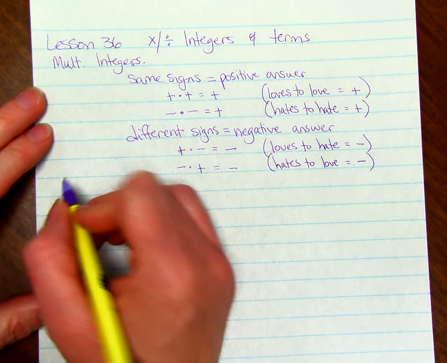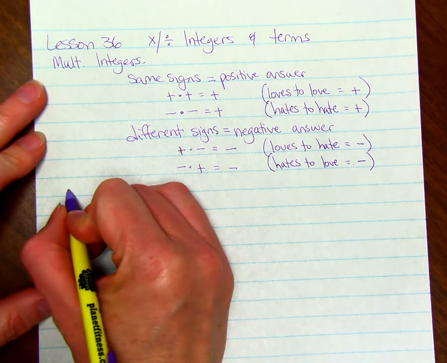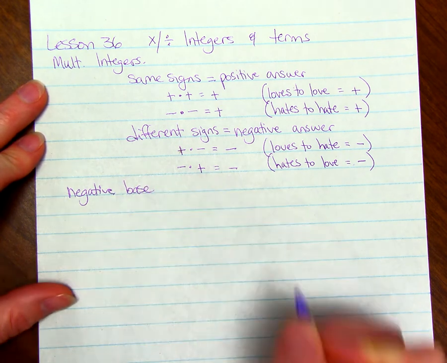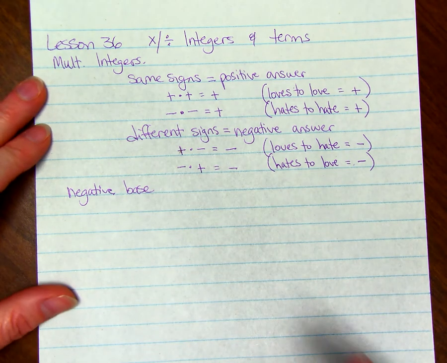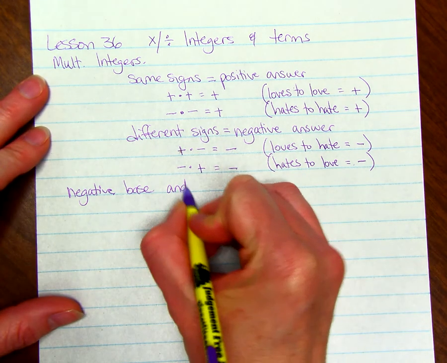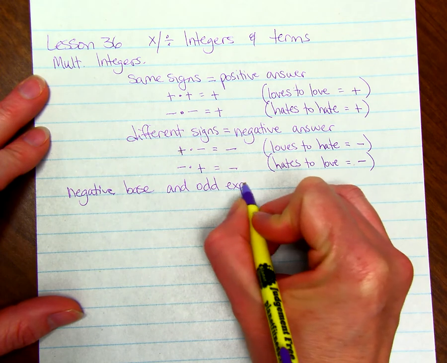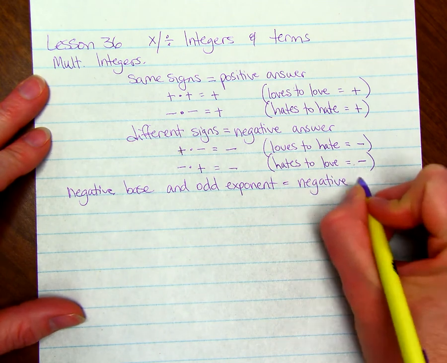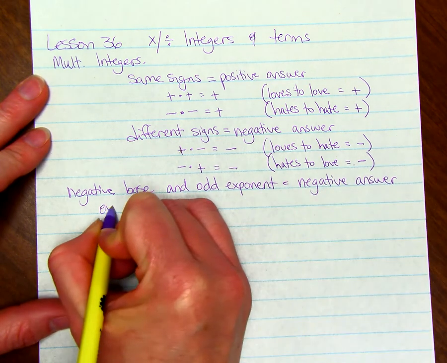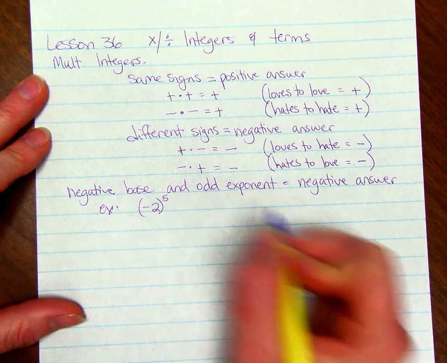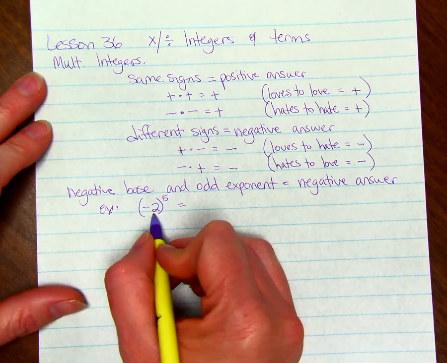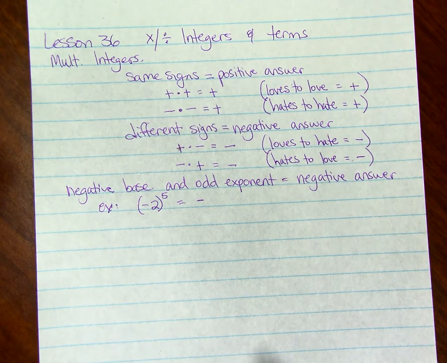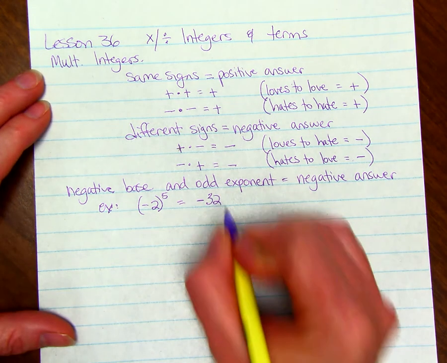If you have a number raised to an exponent, and the number is negative, so with a negative base, and you have an odd exponent on that negative number, then you will have a negative answer. So here's an example. Let's take -2 and raise it to the 5th power. Because the base is negative and the exponent is odd, I know my answer will be negative. Then I can just ignore the sign and do 2 to the 5th power, which is 32.